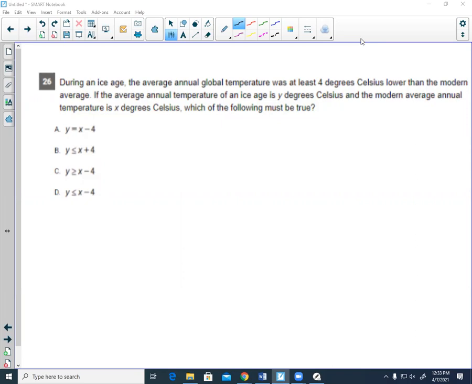Obviously, even without looking at the question at all, A, B, C, and D are almost identical. The only thing that isn't the same is that B has a plus sign there instead of a minus sign, right? This question is essentially asking you, what does the symbol look like? Is it going to be a less than symbol, a greater than symbol, or an equal to symbol?